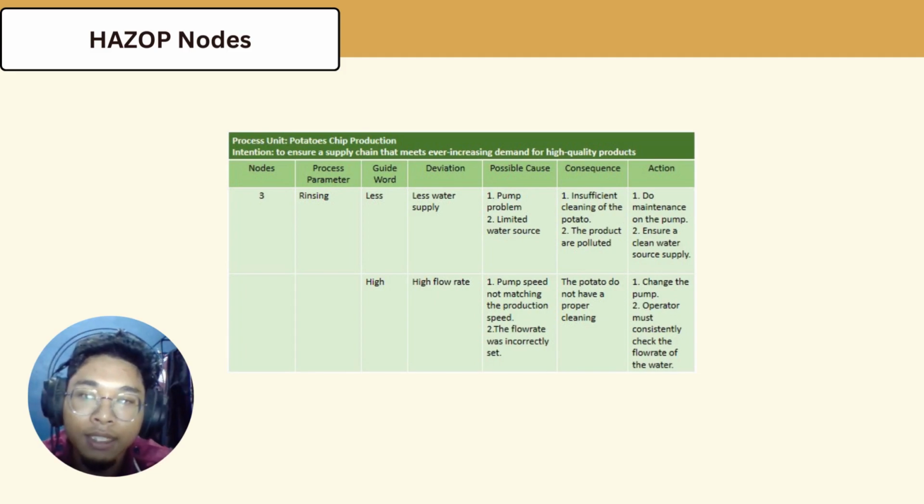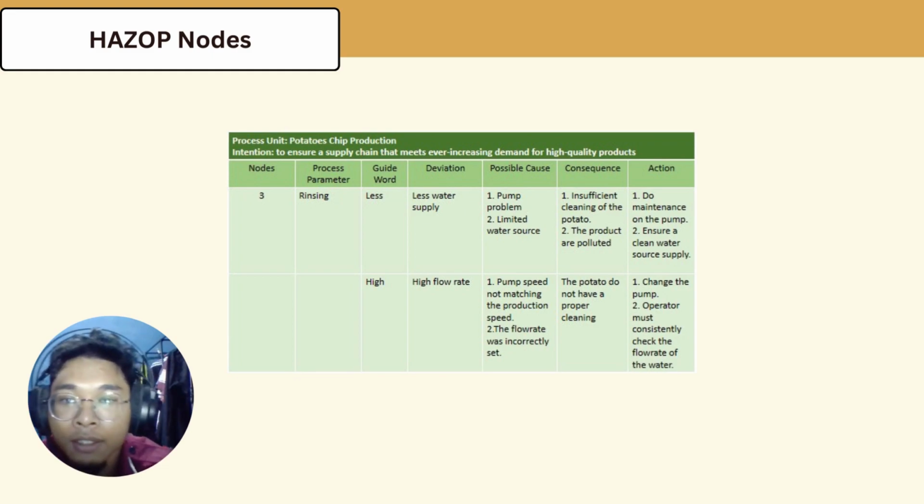While for the rinsing, there are also two guide words, which are less and high. For the deviation, it might be less water supply, which might be due to the pump problem and limited water source. The consequence is the insufficient cleaning of the potato or the product being polluted. The action that should be taken is to do maintenance on the pump or ensure a clean source of water supply.